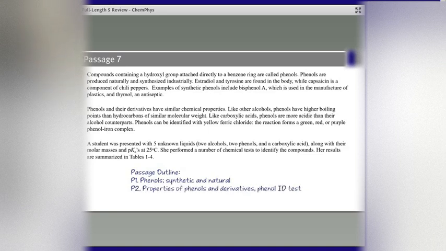Just do a quick outline. And it gives you now the different tests. So test 1 was just a solubility test. Talk about water, NaHCO3, sodium hydroxide. Test 2 is my oxidations, talking about Tollens' reagent, the chromic acid. And test 3 was our ferric chloride test.